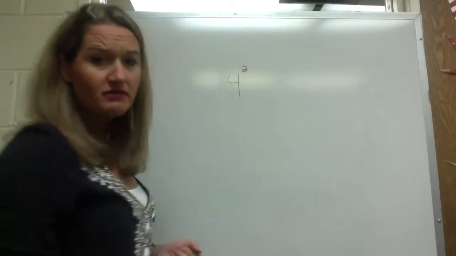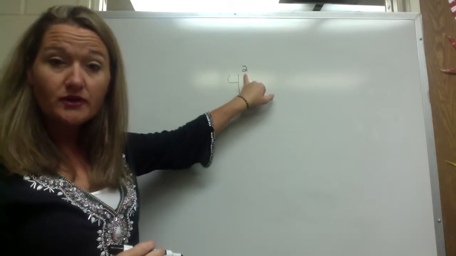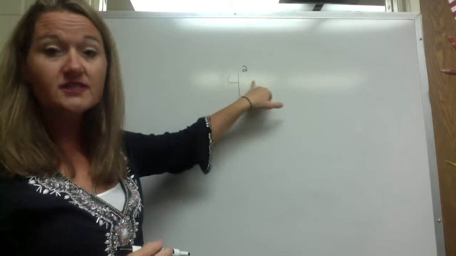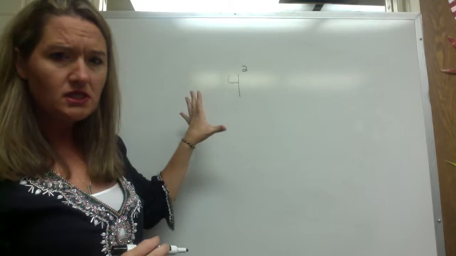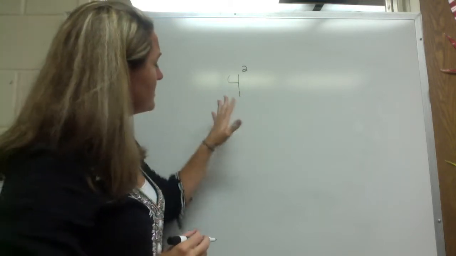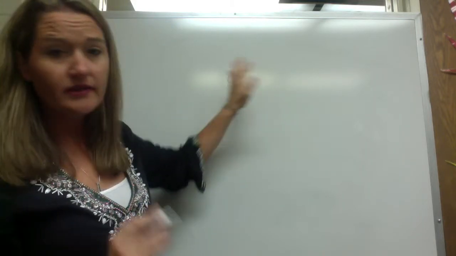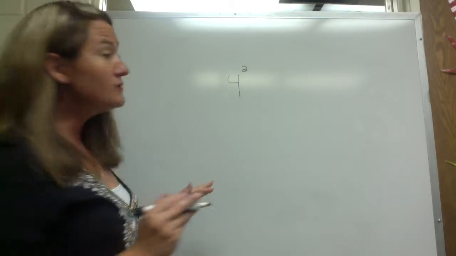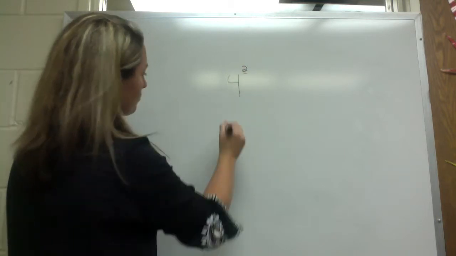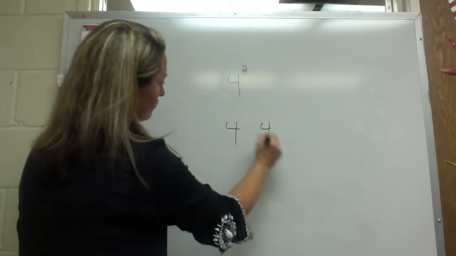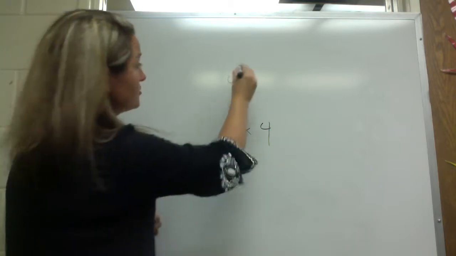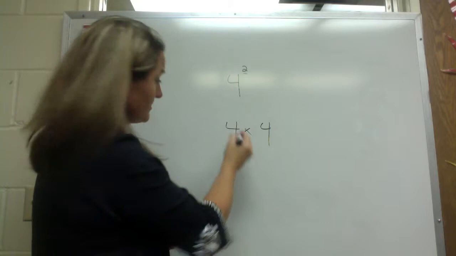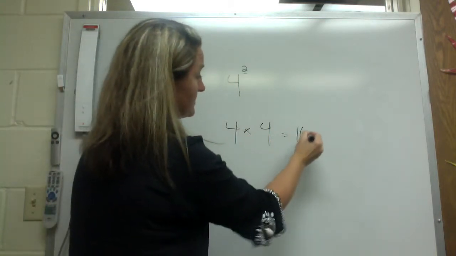With the little 2 above that, that is an exponent. You would read this as 4 squared or 4 to the second power. What this means is it does not mean 4 times 2. That's the most common mistake that people make with exponents. That's not what it means. It means that there are 2 4s, 4, 4 multiplied. The 2 stands for how many 4s. So 4 squared is 4 times 4, which is 16.